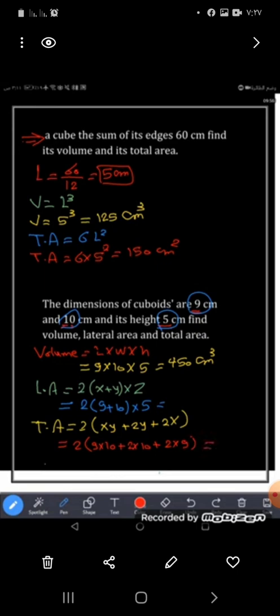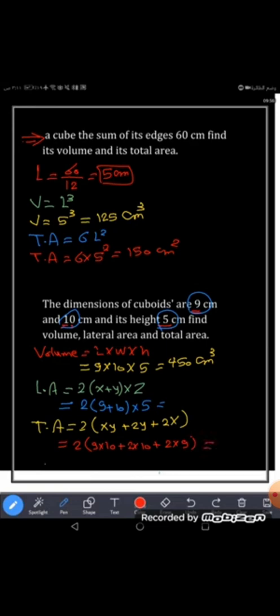Another example about cuboid. We have to know the difference between cube and cuboid. Cube as a shape, its face is a square, it means length equal width. But the cuboid has a rectangle face, it means length is different from width. Then we can say length, width, height. For cuboid, volume equal length by width by height.